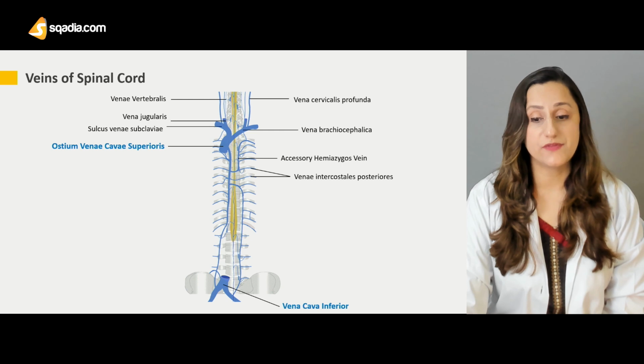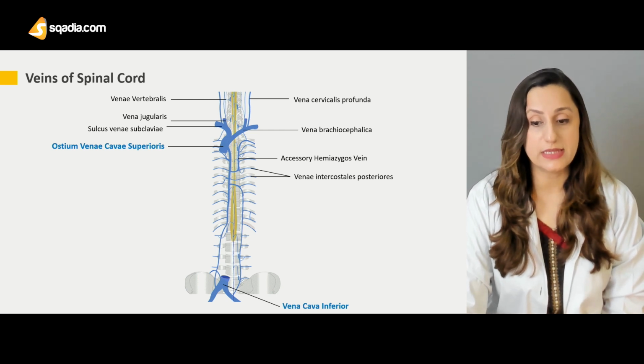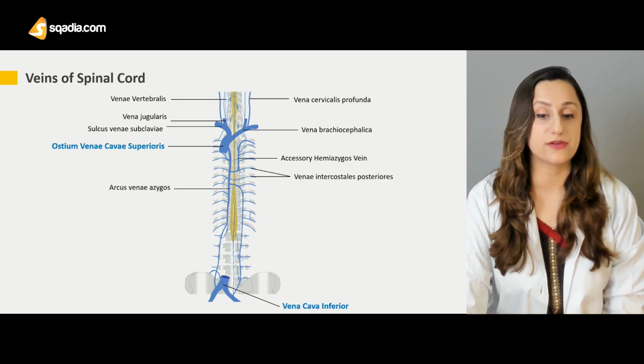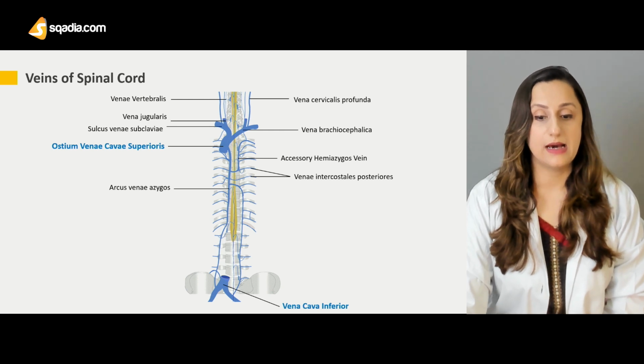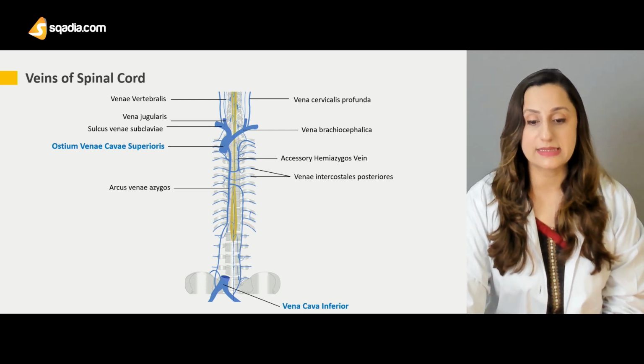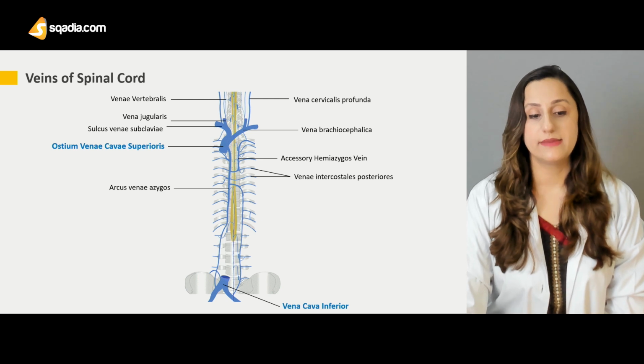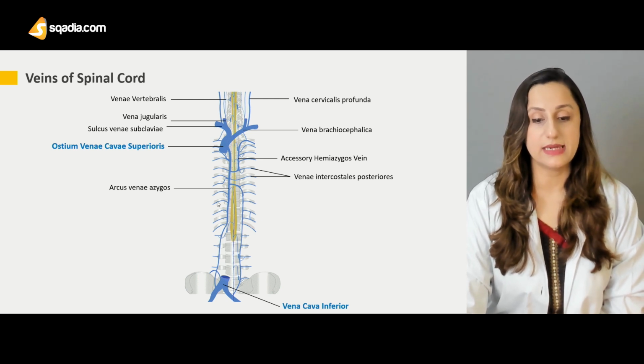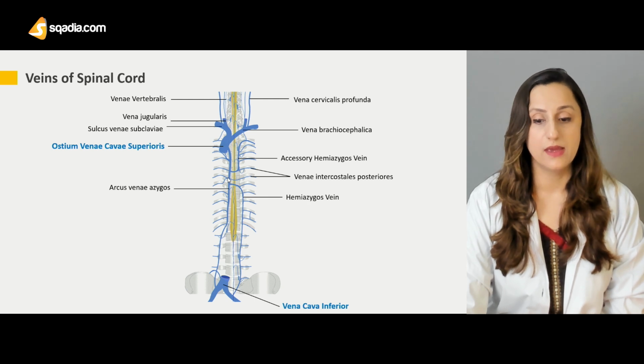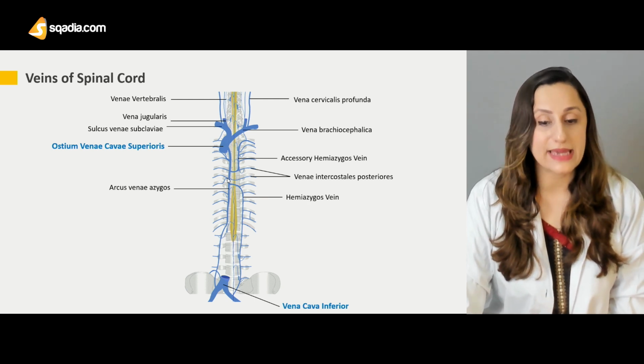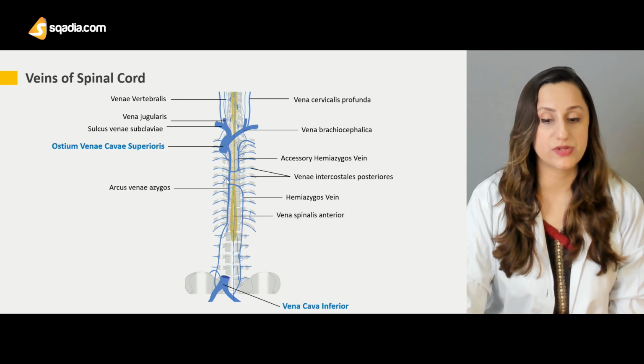Moreover, we have the intercostalis posterior veins that are the subdivisions, the smaller branches that are basically going to collect the venous drainage. Then we have this arcus vena azygos, which is basically running on the left side. So this is again one of the very important and the major veins, the azygos vein. And this is the hemiazygous vein on the other side, contralaterally.